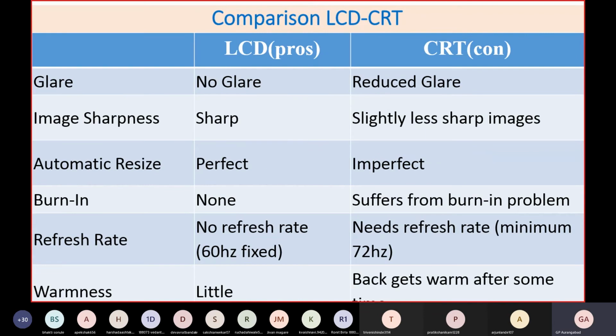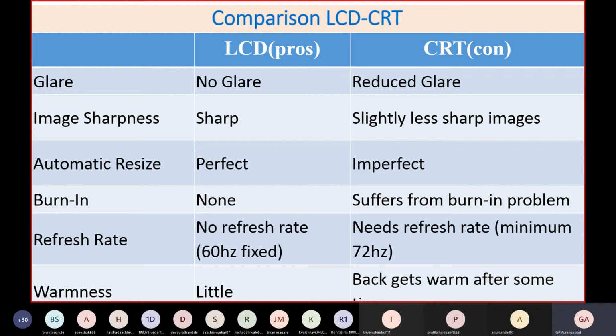Then glare: there is no glare, so your eyes will be protected. For CRT there is reduced glare, that means you can reduce certain glare from it. Then image sharpness: it is a very sharp image for LCD compared to the slightly less sharp images in CRT. Automatic resizing is perfect on LCD. This is not perfect, imperfect on CRT.